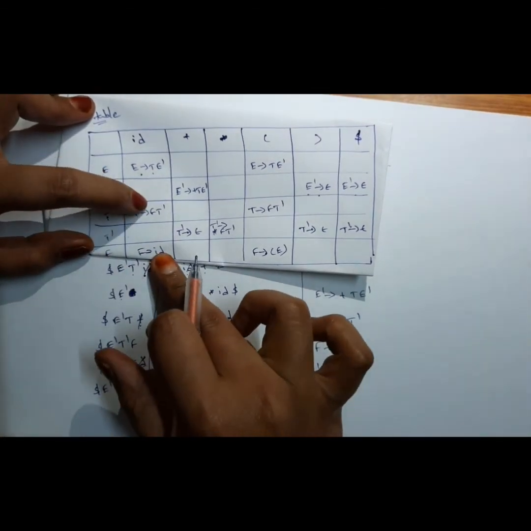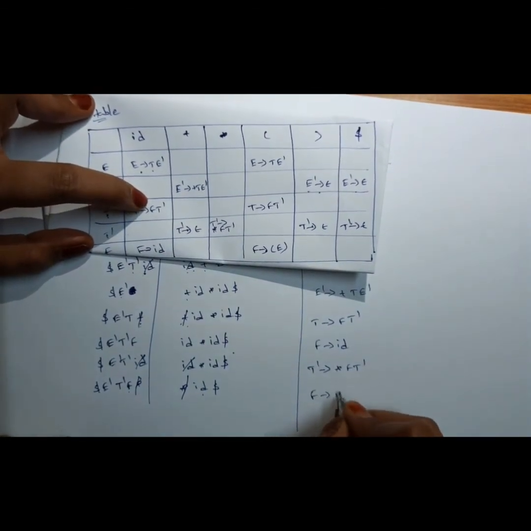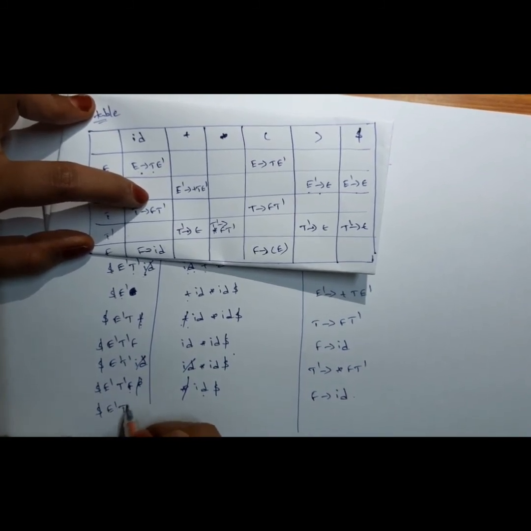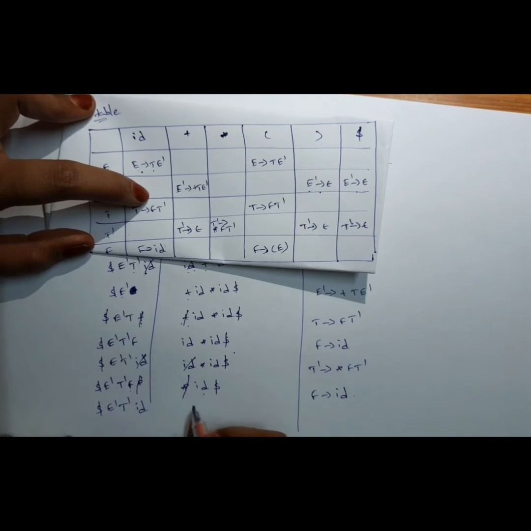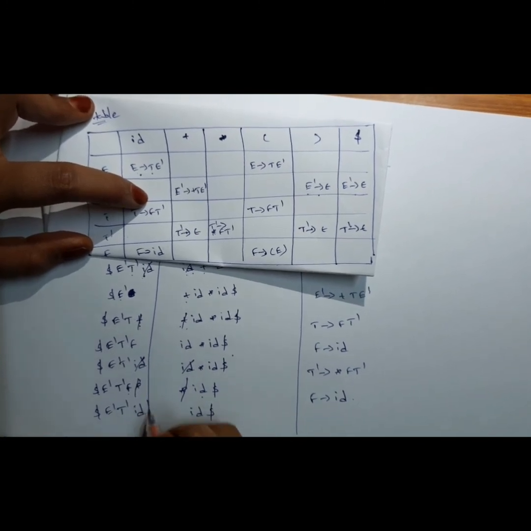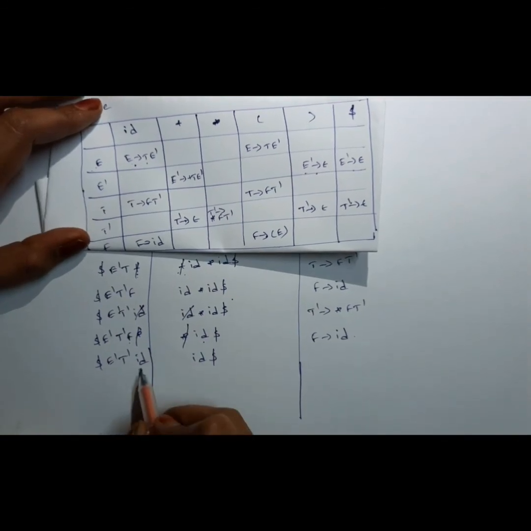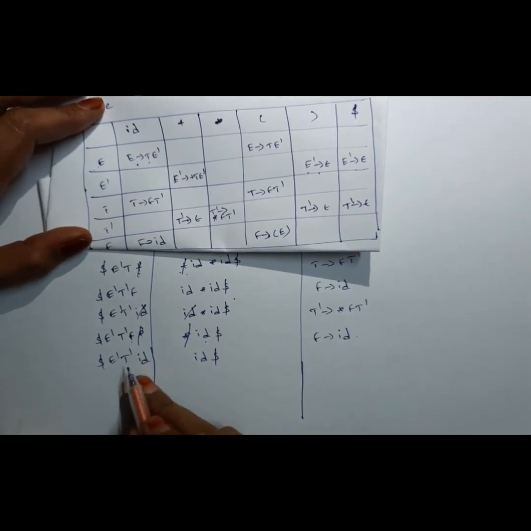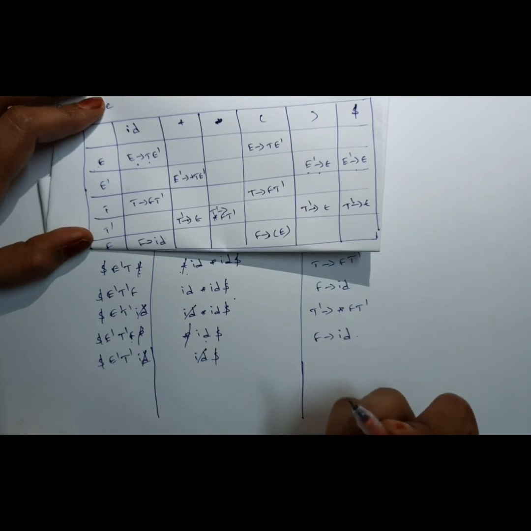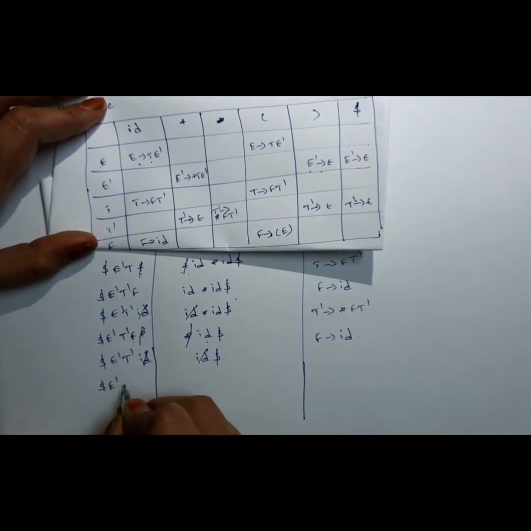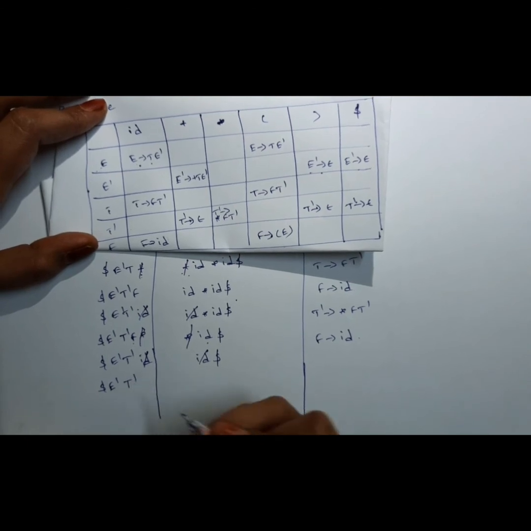F on ID, we are having F derives ID. I am replacing F with ID. We are having ID here, so we are having the same symbols in the stack and the input string, so I am cancelling these two. The remaining value is dollar E dash T dash.